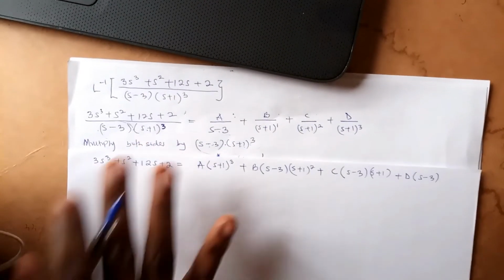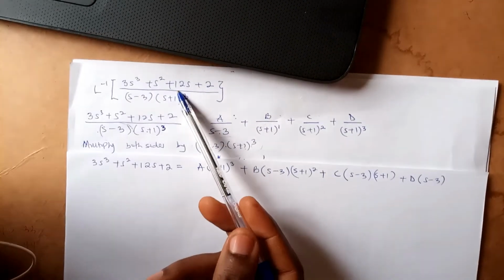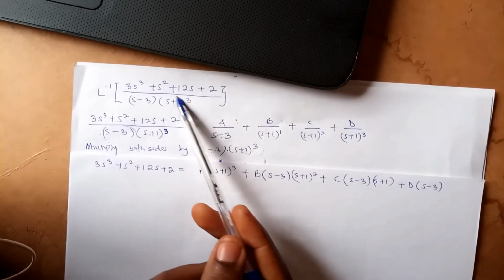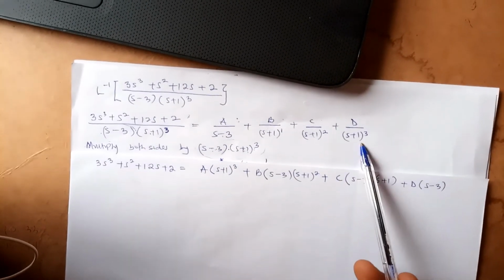So I think we're almost through with the problem now. Don't forget, what we're trying to do is this. We want to break this fraction down. And because of the repeated root here, which is x plus 1 raised to the power 3, you can see we have x plus 1 squared, x plus 1, and x plus 1 cubed.